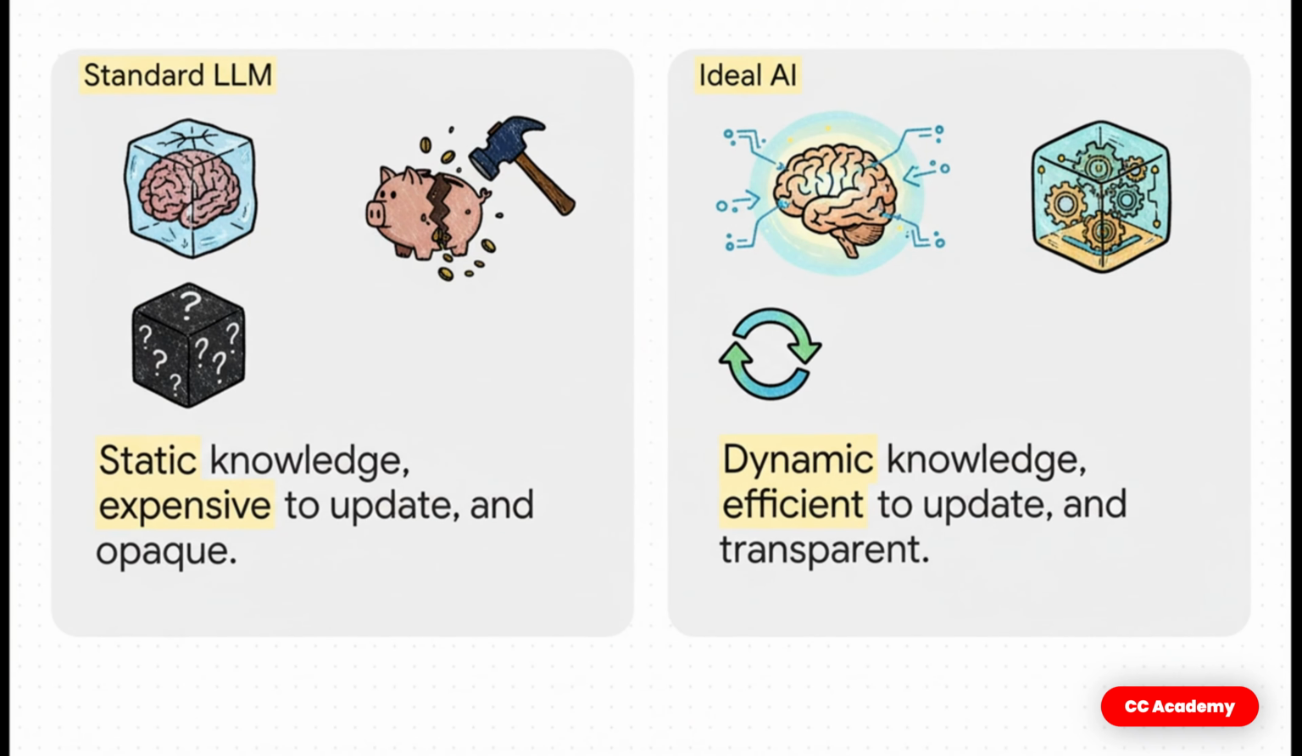And this right here really lays out the two sides of the coin. On one side, you have your standard LLM. Its knowledge is static. It's insanely expensive to update, and you have no idea where its answers are coming from. It's a black box. But on the other side, that's the dream. That's the ideal AI we're all trying to build. One with dynamic, current knowledge that we can actually update efficiently, and most importantly, one that's transparent and verifiable.